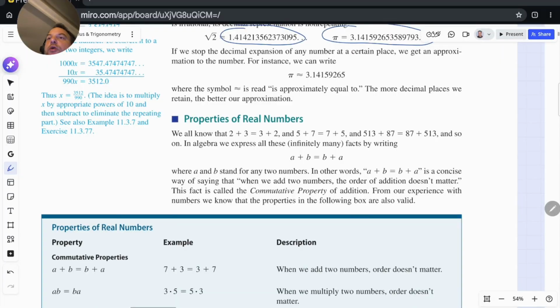All right, is 0.333 rational or irrational? It's rational because it's a repeating decimal that's equal to 1/3. What about the square root of 4? Is that rational or irrational? That's rational because the square root of 4 is 2, which is a whole number and therefore rational. So let's remember, not all square roots are irrational.